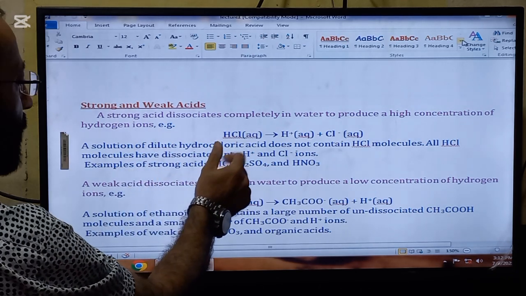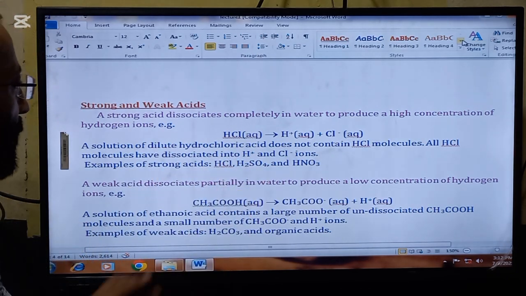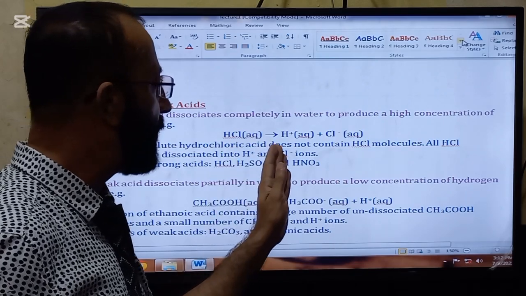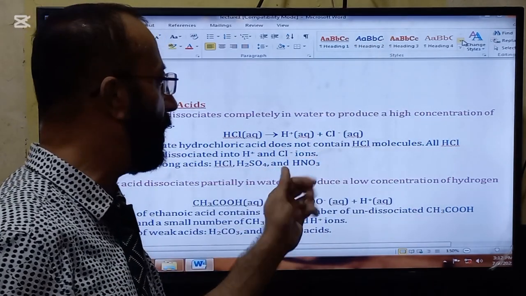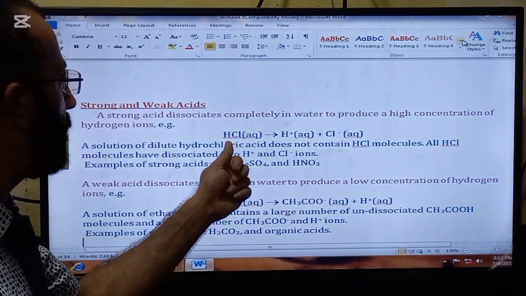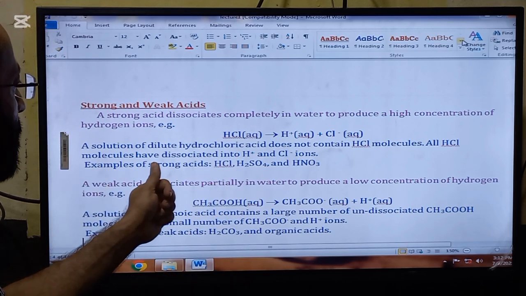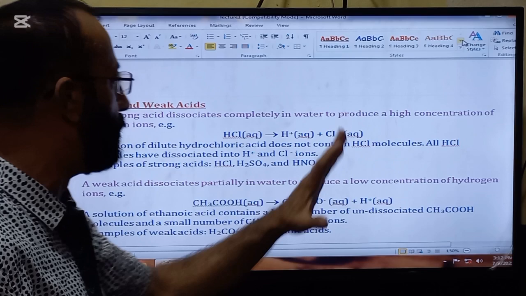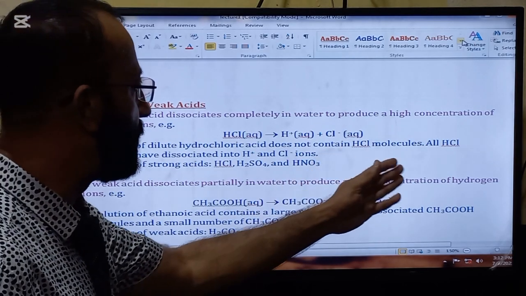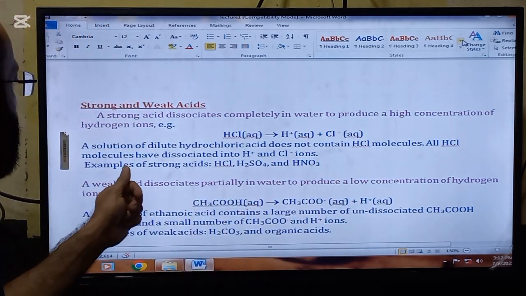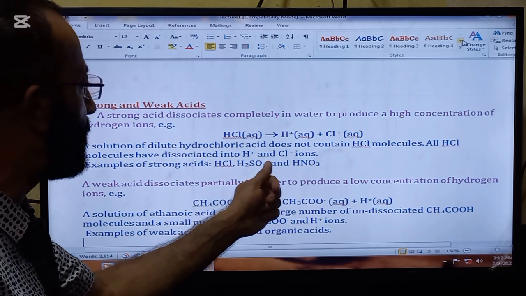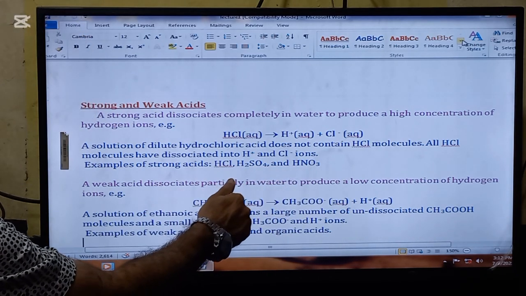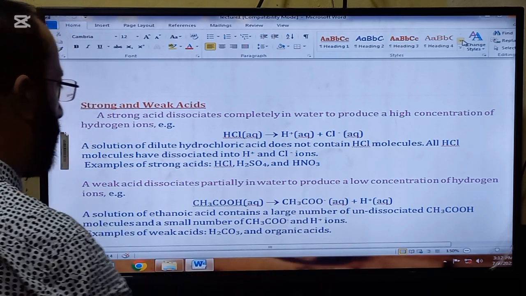So look now, a strong acid dissociates completely in water to produce a high concentration of hydrogen ions. Here is an example, HCl. HCl has only one H plus. So look now, that is actually dissociating the full H plus. So that's why this is called a strong acid. A solution of dilute hydrochloric acid does not contain HCl molecules. All HCl molecules have dissociated into H plus and Cl minus ions. Examples of strong acids are HCl, H2SO4, and HNO3.